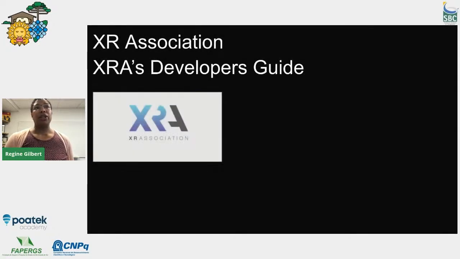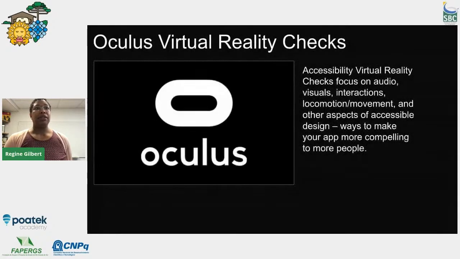And then the XR Association has the XRA's developer guide. So for folks who are interested in knowing more about accessibility and development, this is an excellent guide to reference. And there's also the Oculus virtual reality check. So accessibility virtual reality checks focus on audio, visuals, interaction, locomotion, movement, and other aspects of accessible design, which are ways to make your app more compelling to more people.